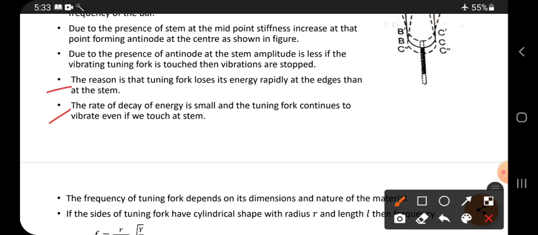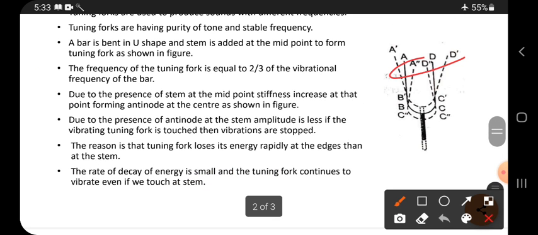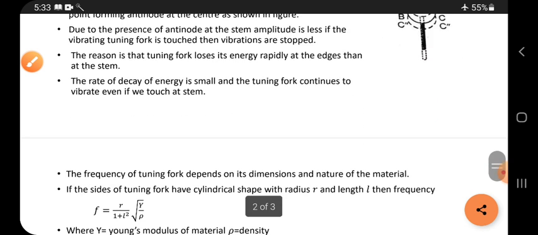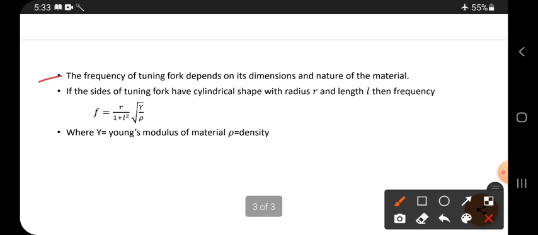The rate of decay of energy is small at the stem, meaning the decrease of energy is very small, and the tuning fork continues to vibrate even if you touch it there. Even if you touch here, it keeps vibrating. But if you touch at this point, then it stops suddenly and cannot vibrate later.